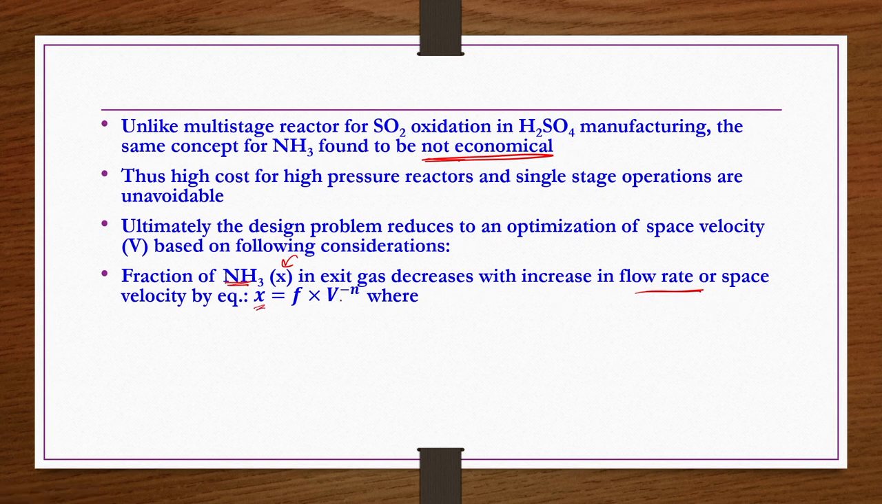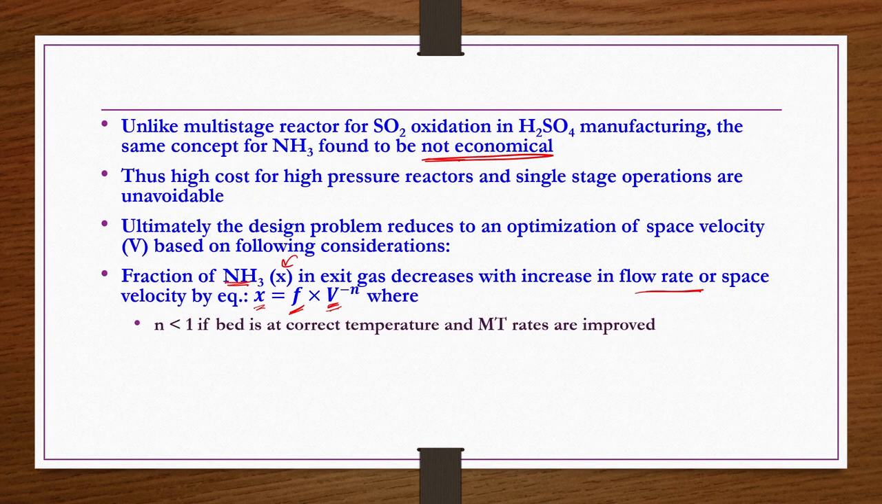So that means X is inversely proportional to the space velocity V, raised to some power N. There are mass transfer, heat transfer, and many other things that may be there. Other parameters like temperature, pressure, etc. may also be there. Their effects are all put together and included as F, because we are now seeing only the effect of V, space velocity. That's the reason.